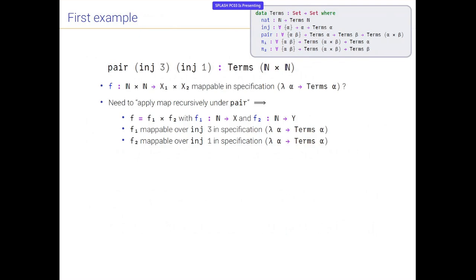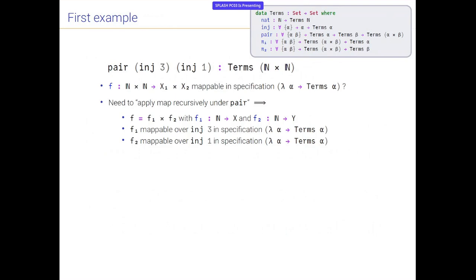And if I want to be able to apply recursively the map under this constructor pair, then I need f1 to be mappable over int 3 and f2 to be mappable over int 1. But in what specification? Well, the specification is given by the form of the argument of pair. So here it's quite simple because it's only terms alpha and terms beta. So my specification is simple in both cases.